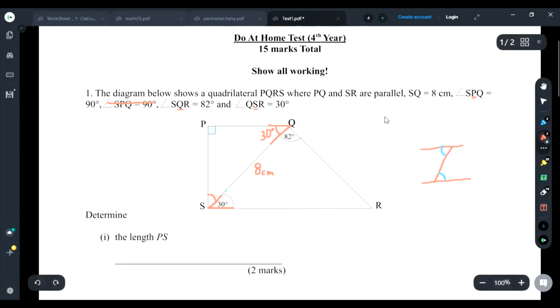All right, so what we've done so far, we've just discussed the, read this description here. SQ is 8 centimeters.